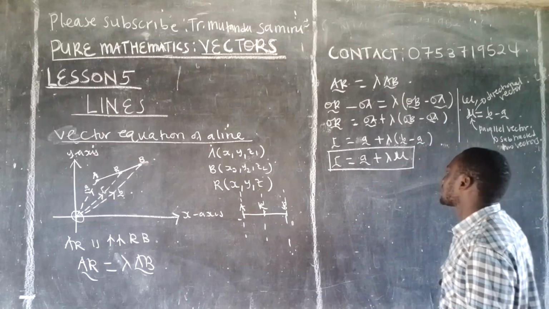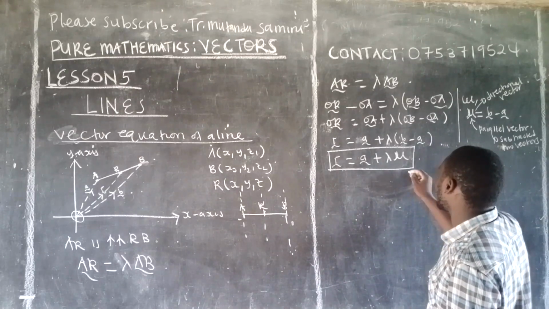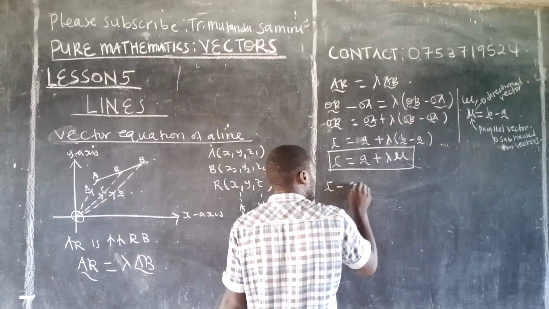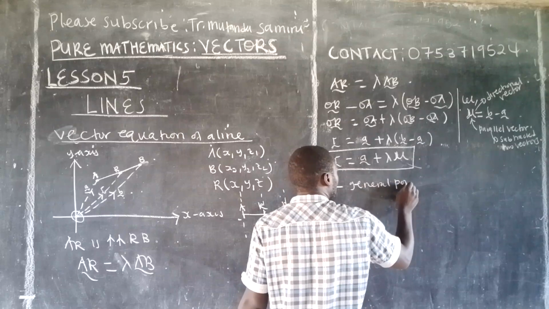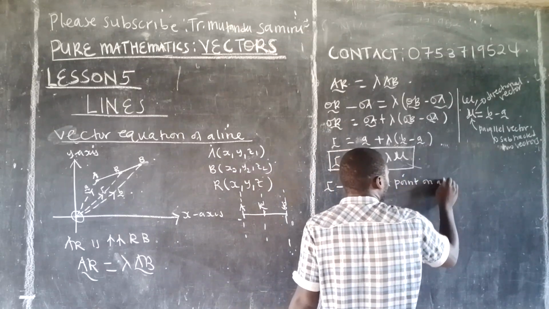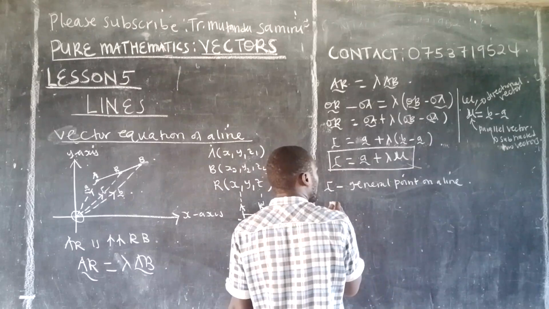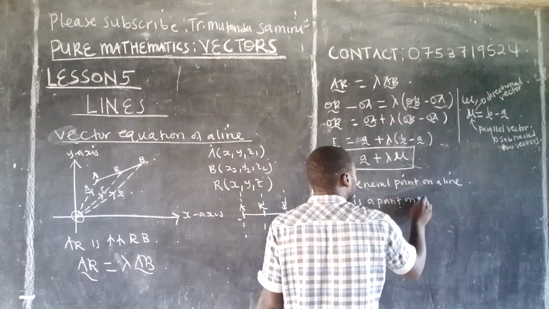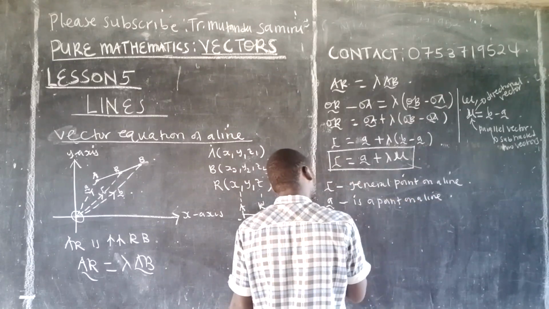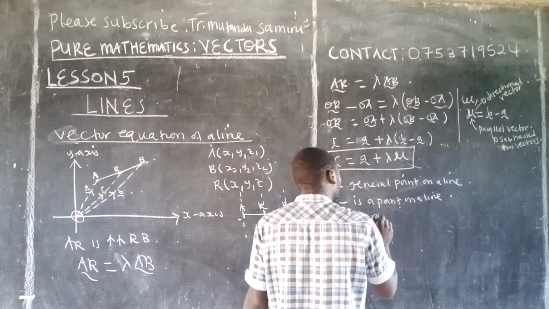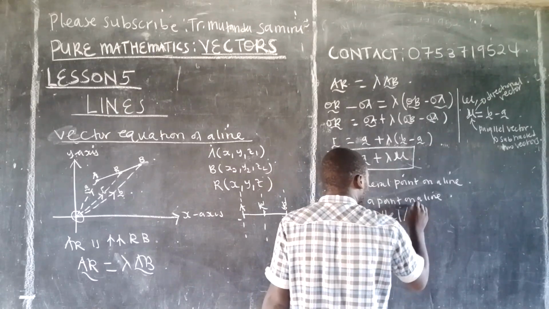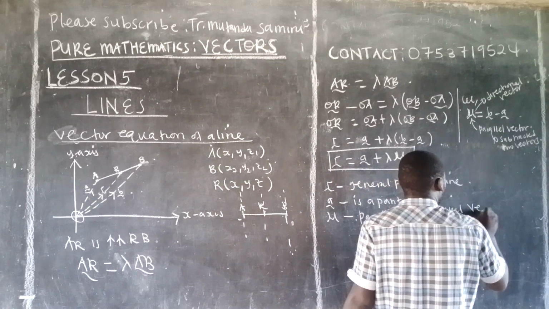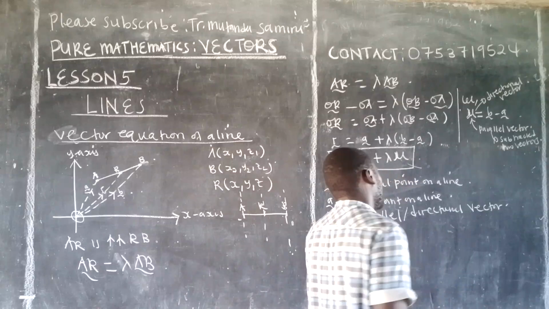So now this one here, you must know that, maybe I can define here, R is a general point on a line. Then small a is a point on a line. Then mu is a parallel vector. Whenever you see that parallel, just know it is subtracted. Parallel or directional vector. Okay, now that's what we have.